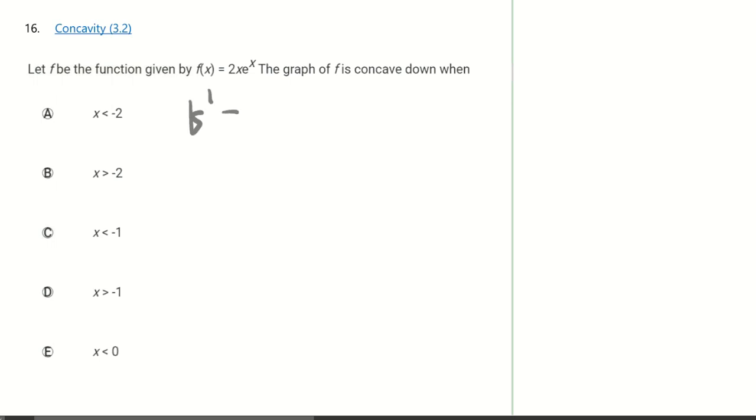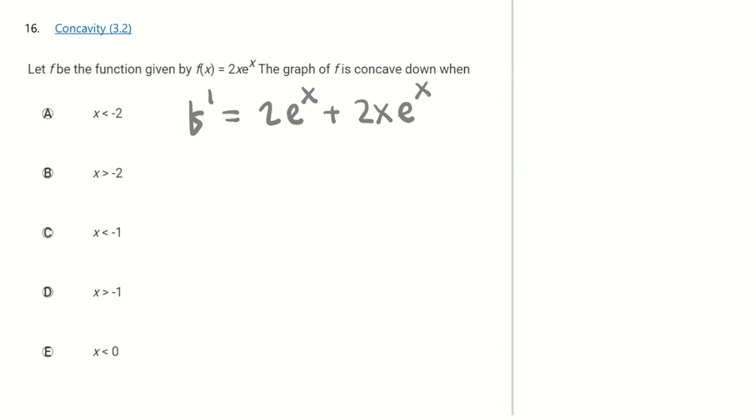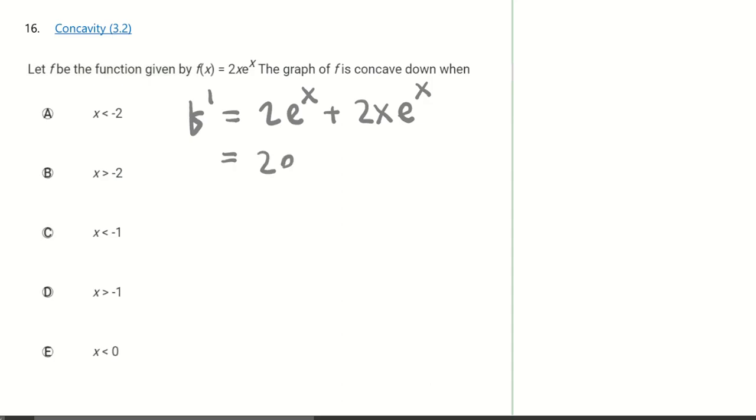So I'm going to start with f prime using the product rule. I'm going to take the derivative of 2x and leave e^x the same. Then I'm going to leave 2x the same and take the derivative of e^x. To make my life a little easier on the next step, I'm going to factor out the 2e^x, and then I'll be left with 1 plus x.